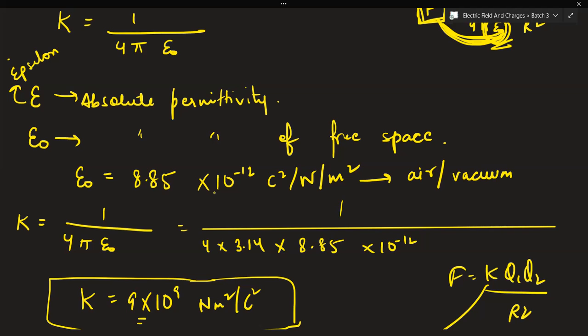This value you have to remember. If the medium gets changed, you will be given a new value, so you don't need to remember it. You just have to remember 8.85 into 10 to the power minus 12.